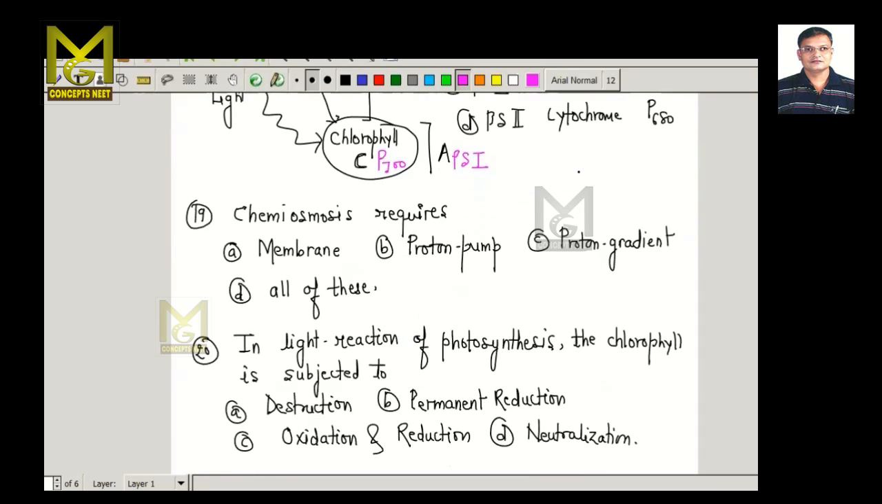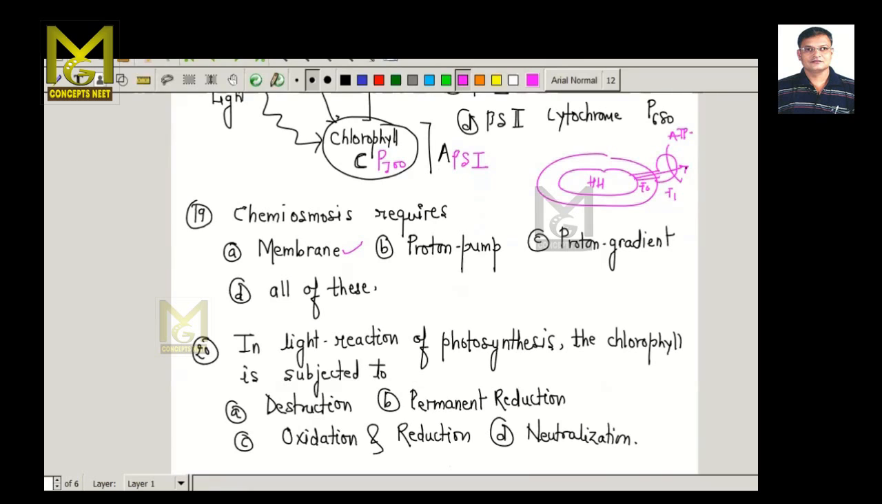Chemiosmosis requires... So if you look at this chemiosmosis, proton pumping takes place through these F0, F1 factors, or we call it coupling factor 0 and coupling factor 1. By the pumping of protons, what is formed? ATP is formed. What is required? A membrane is required so that the proton gradient can remain. So this is one of the important components required.